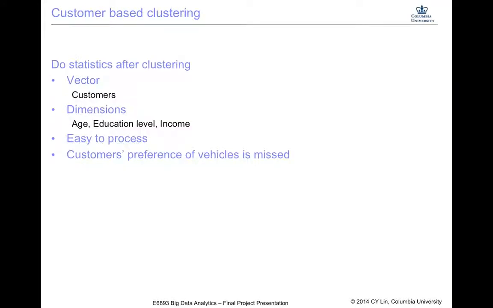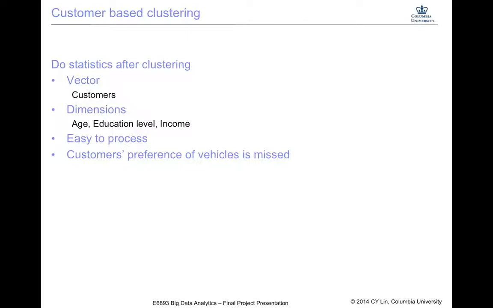Then we come up with the customer-based clustering. We take rescaled income, age, and education level as 3 dimensions, and create vectors of all the customers. Then we cluster all the customers according to their income, age, and education level. With the result, we can divide all the people into different types. Then in each cluster, we can count the top 3 vehicle brands they most prefer according to their consumer record.